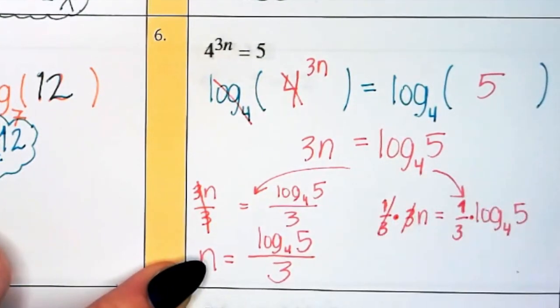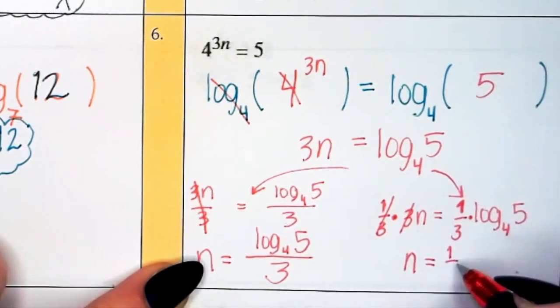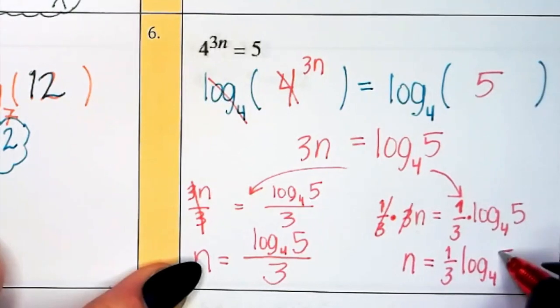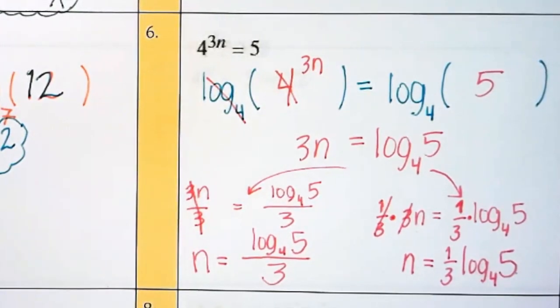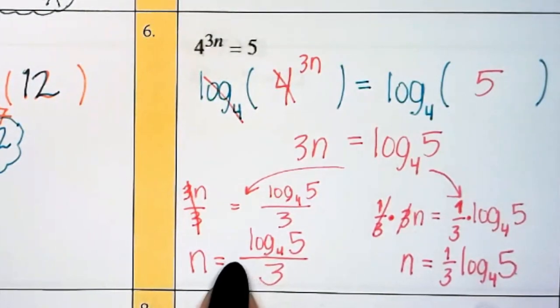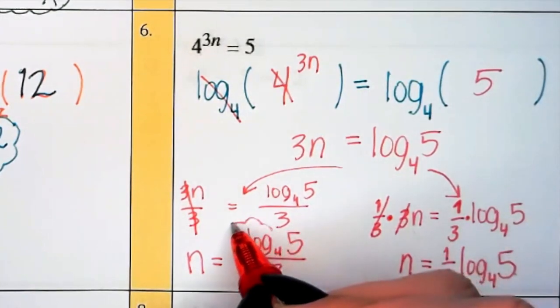Three and 1/3 reduce down to a 1, and we're left with only n equals 1/3, which is just a number out front. That's my coefficient, 1/3 log base 4 of 5. So both of these answers are the exact same thing, just one is written as being over 3 and the other is written with a 1/3 in front.